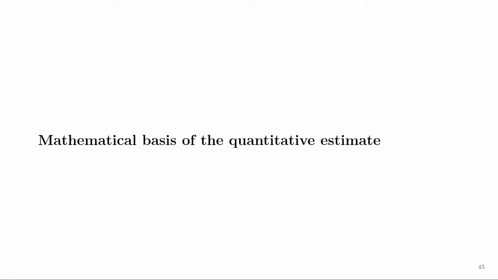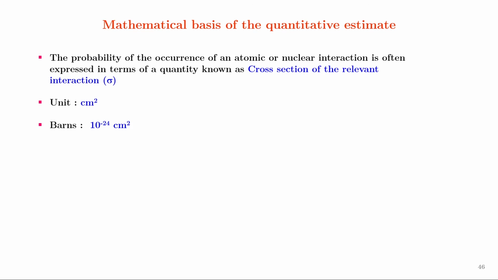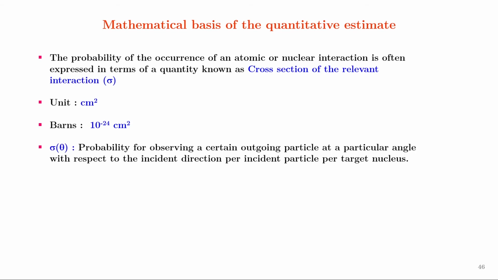Mathematical basis of the quantitative estimate. The probability of the occurrence of an atomic or nuclear interaction is often expressed in terms of a quantity known as cross-section of the relevant interaction. It is often denoted by sigma and is expressed in centimeter square. The most common unit used in the atomic and nuclear regimes is barn, defined as 10⁻²⁴ centimeter square.